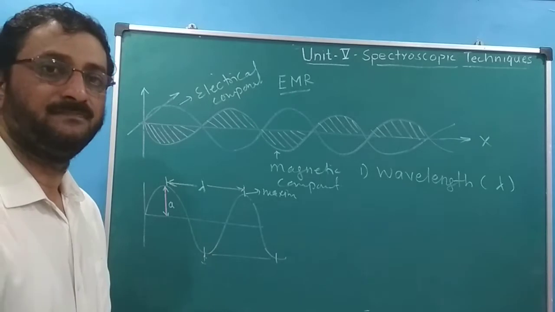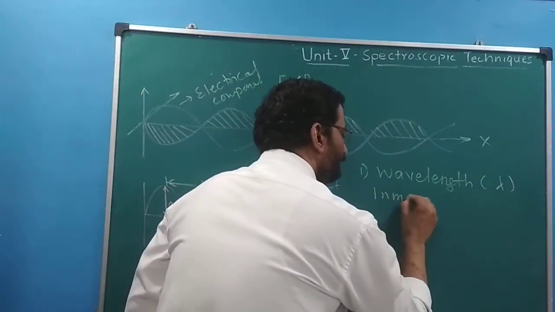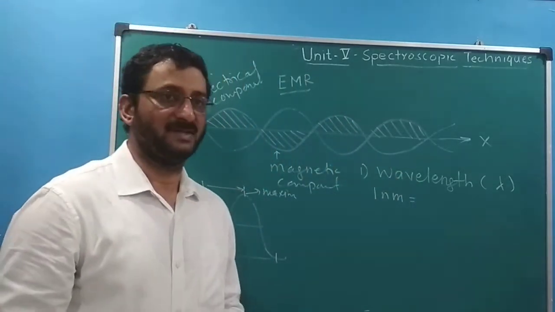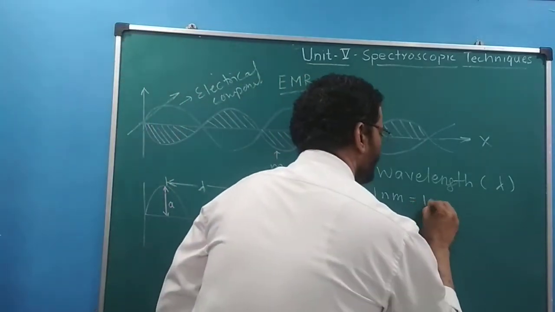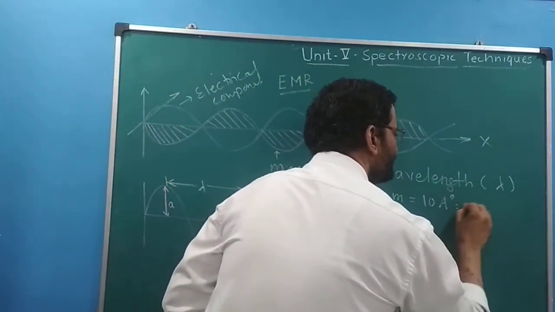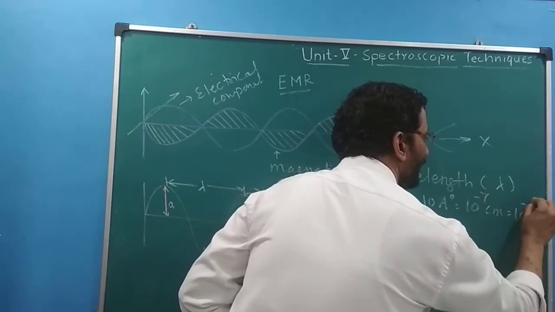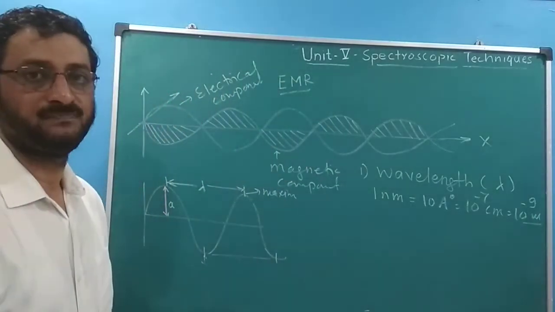This is a wavelength, isn't it? And it is generally expressed in nanometer. The convenient unit of expressing wavelength is nanometer. 1 nanometer is 10 Angstrom units, or it is 10 raised to minus 7 centimeter or 10 raised to minus 9 meters. That is called a nanometer, isn't it?